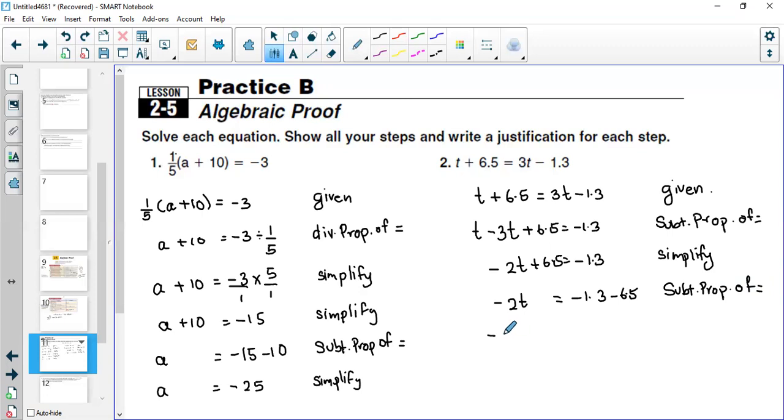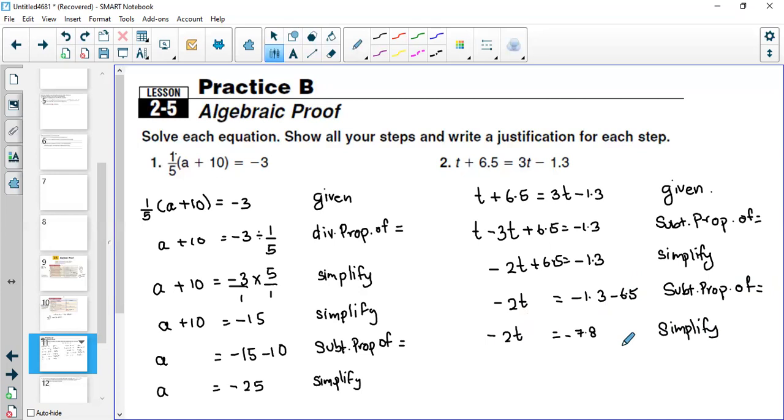Now, what's the next step I'm going to do? I'm only going to solve this. So this is going to give you negative, negative, which means you're going to add them. So that's going to give you a negative 7.8. So what did we do? We solved, and that's called simplify.